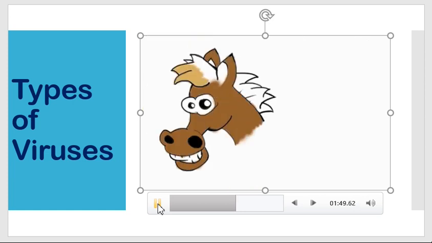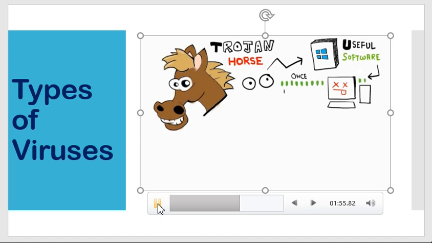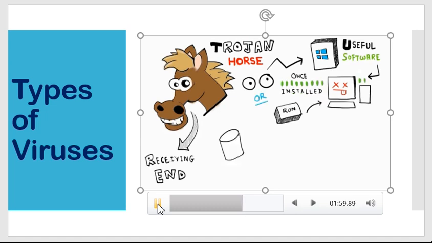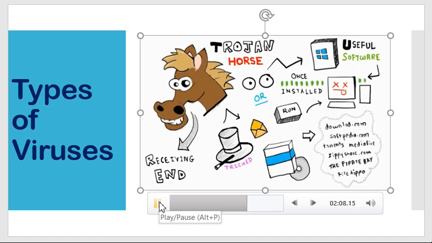So what is a Trojan horse? The Trojan horse at first will appear to be useful software, but will actually do damage once installed or run on your computer. The receiving end of the Trojan horse are usually tricked into opening them because they appear to be receiving legitimate software or files from a legitimate source.